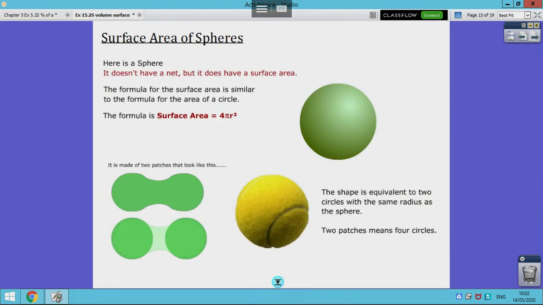Okay, now moving on. We're doing this all in one go because obviously you would have 2 hours of maths today. Anyone miss those 2 hours of maths? I do. So you've got the surface area of spheres now.